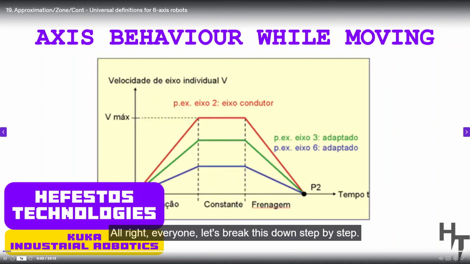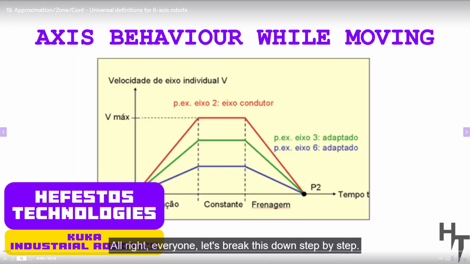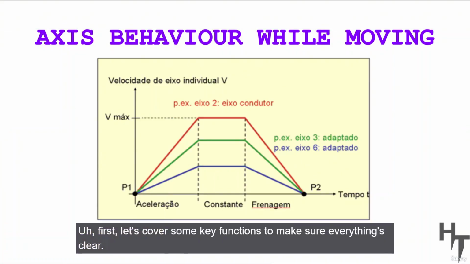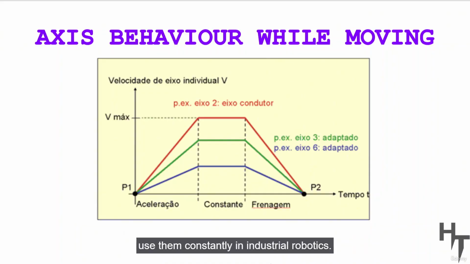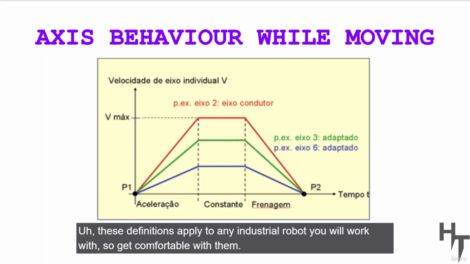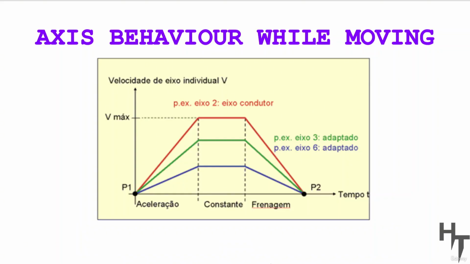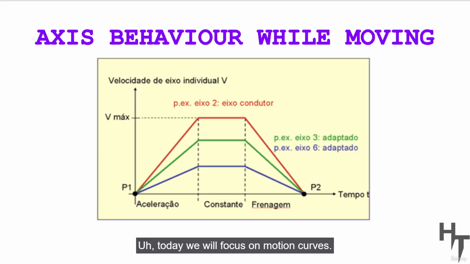Alright everyone, let's break this down step by step. First, let's cover some key functions to make sure everything's clear. Once we go through this, it is important that these fundamental basics stick with you since we use them constantly in industrial robotics. These definitions apply to any industrial robot you will work with, so get comfortable with them, okay? Today we will focus on motion curves.